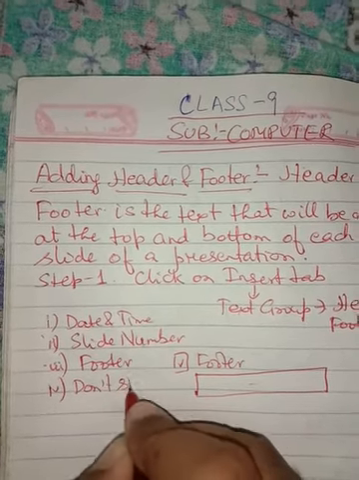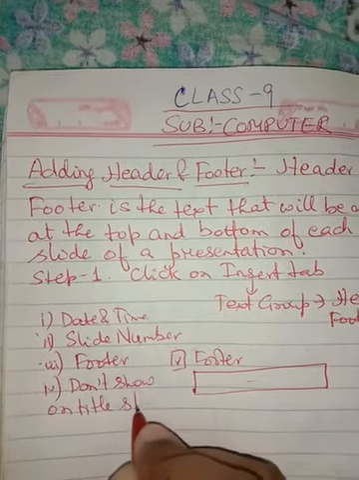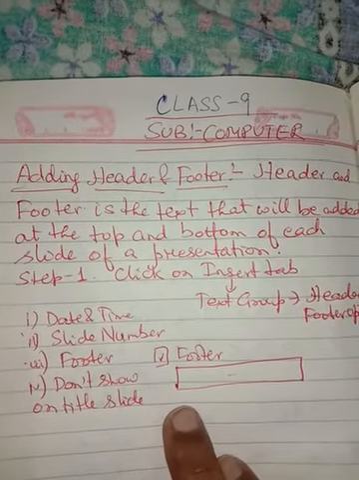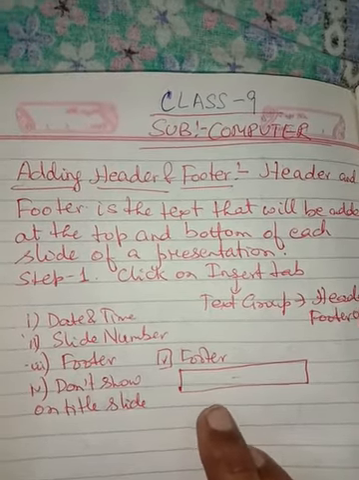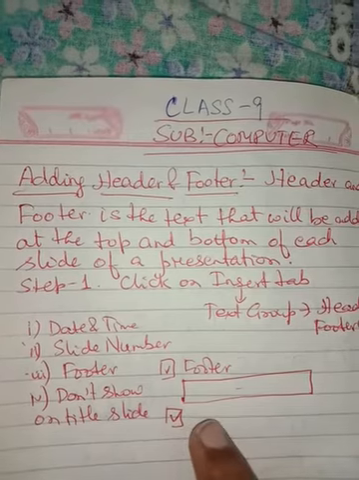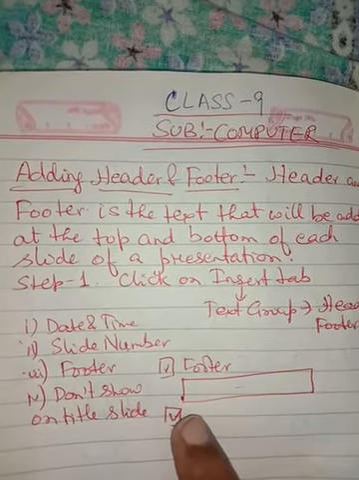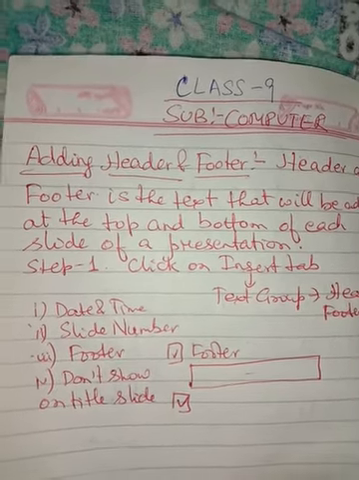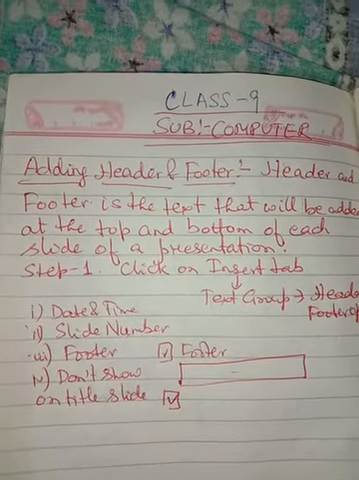Next, we have the option number 4, don't show on title slide. Now what does it do? It decides whether the footer information should be displayed on the title slides or not. If we left click on the checkbox here, then that footer information will not be displayed on the title slide of our presentations.